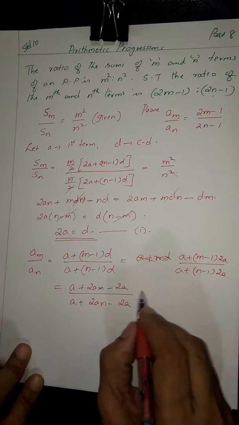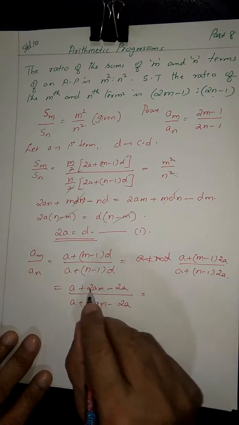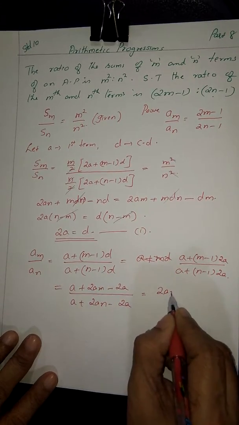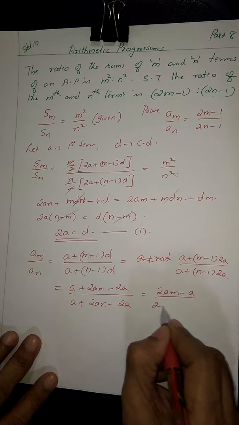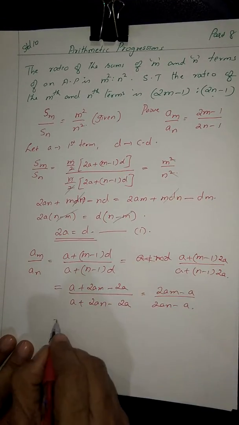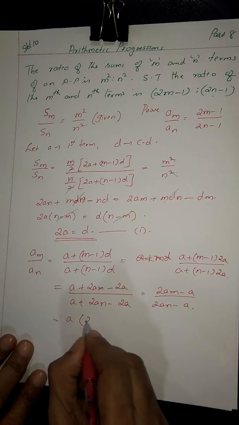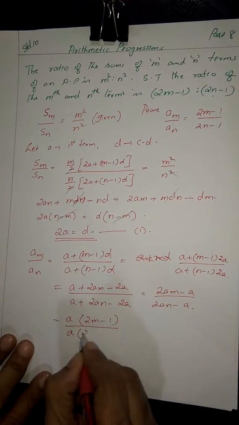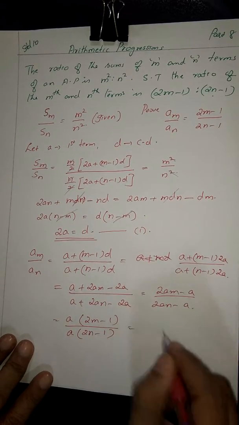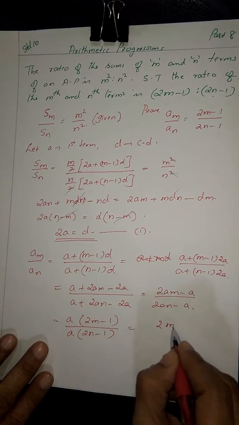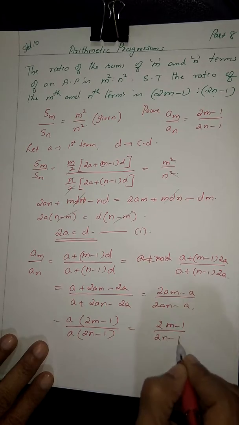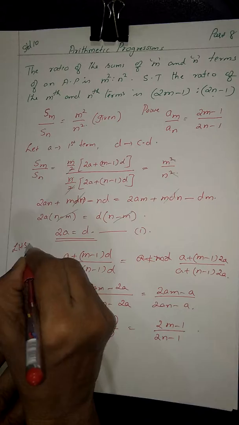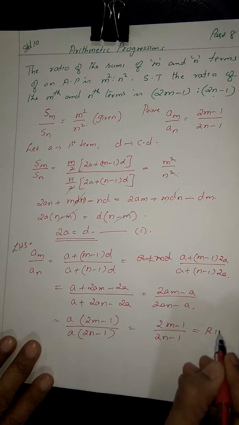So it's just simplification only. So 2am minus a, by 2an minus a. So you get a as common. So you can write it as 2m minus 1 by, again here also a is common, 2n minus 1. So you get 2m minus 1 by 2n minus 1. So LHS is equal to RHS.